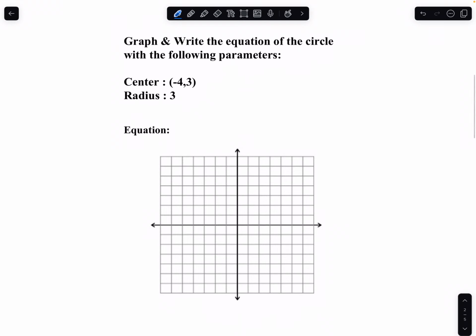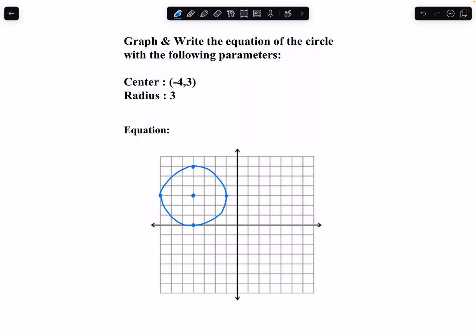So here I want to graph and write the equation of the circle given this center and this radius. The center is the center of the circle, so we're going to go to negative 4, 3. We're going to plot that right here. This is the center of the circle. The radius is 3, which means it's going to go 3 to the left, 3 to the right, 3 in every direction, right? So below and above. And then we can do our best by connecting these points in a circular form. And this is where our circle is graphed.